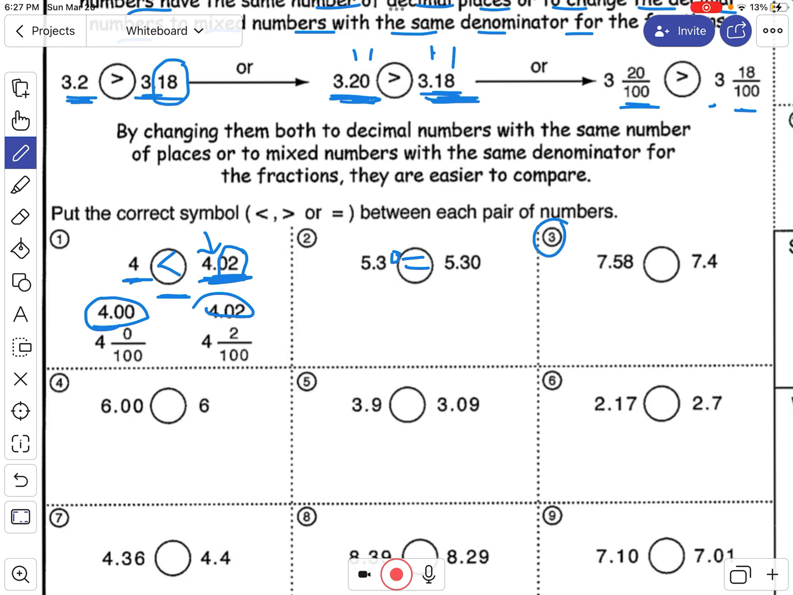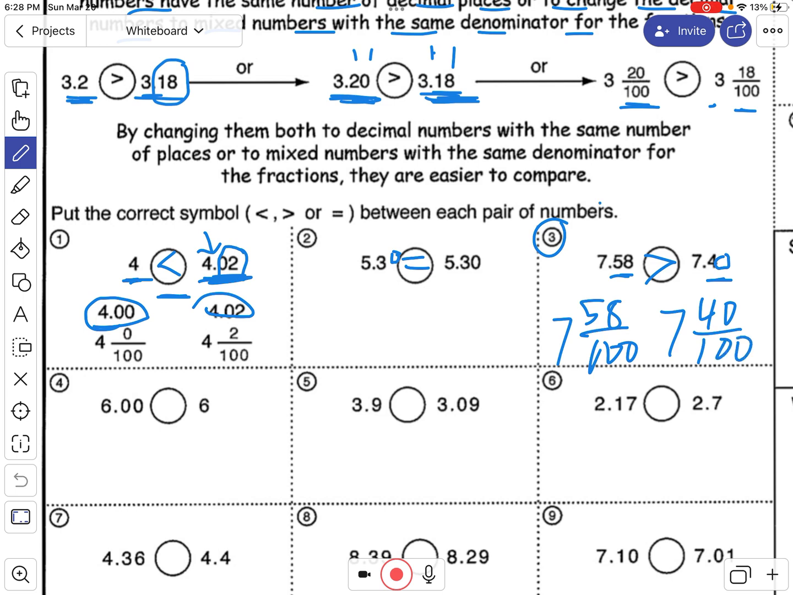7.58 compared to 7.4. Put a 0 so that they both have two digits after the decimal point. So we have 7.58 and 7.40. 58 is bigger than 40, or 58 hundredths. This is 7 and 58 hundredths, and 7 and 40 hundredths. Obviously, 58 is bigger than 40.